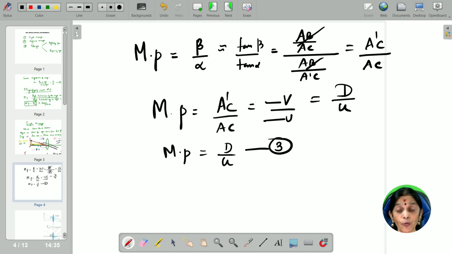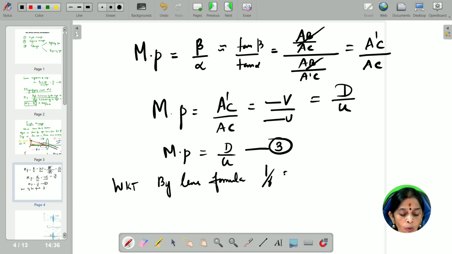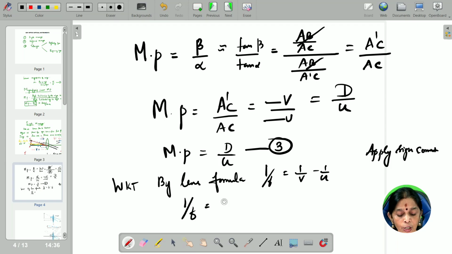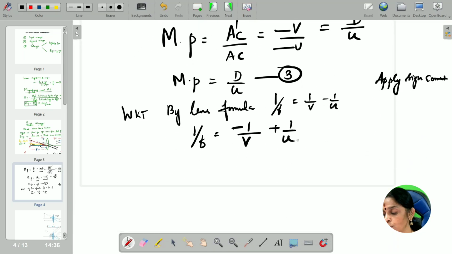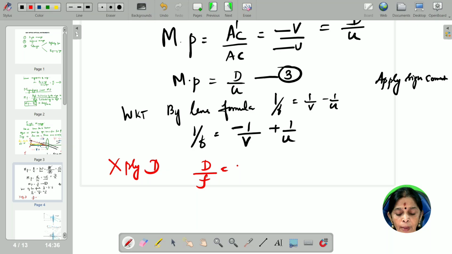But I wanted to write in terms of focal length. So we know that by lens formula, 1 by F is equal to 1 by V minus 1 by U. Is that correct? Yes. So apply sign convention. So therefore 1 by F is equal to, applying sign convention, minus 1 by V, because V is negative, plus 1 by U. Now after applying sign convention, multiply by D. What is D? 25 centimeter, least distance of distinct vision.